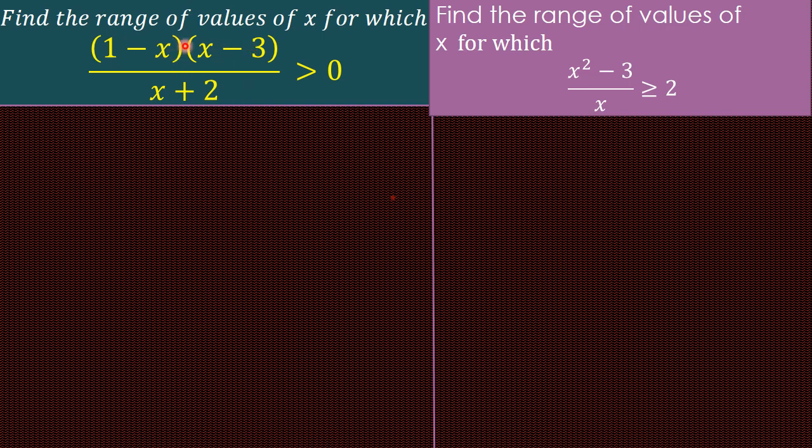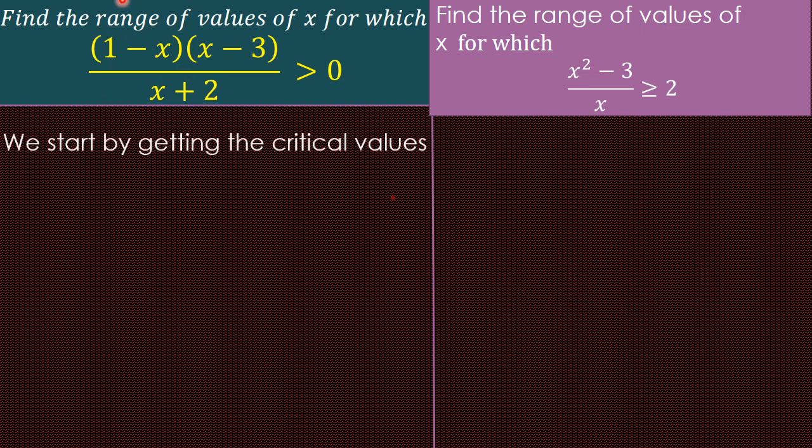So friends, let's start with this first one. It wants us to find a range of values for which this inequality is greater than 0. To solve this problem, we start by getting the critical values. How do we get the critical values? We simply take all the factors and put them to 0. We have 3 factors here: 1 minus x, x minus 3, and x plus 2.